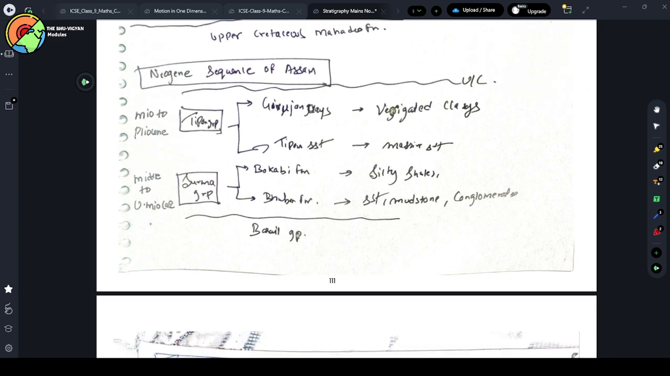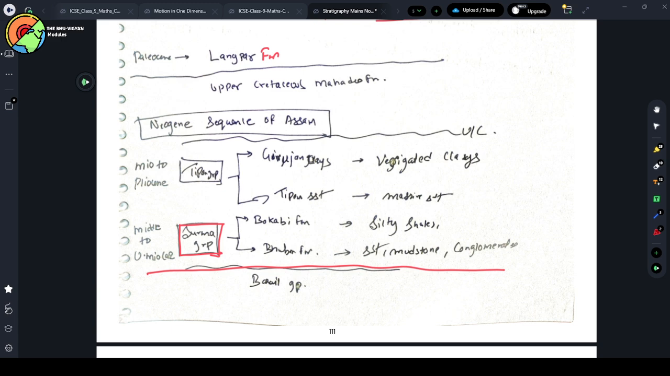So here Barel group is there. Above that we have Surma group. The age of this is middle to upper Miocene. Okay, it contains Boban formation, which is sandstone, mudstone, conglomerate. Then we have Bokabi formation, which is silty shale.